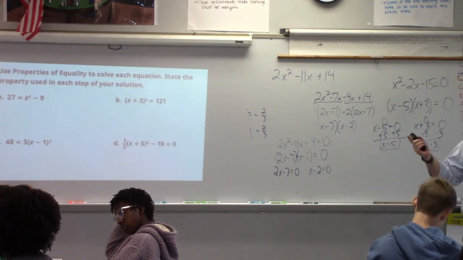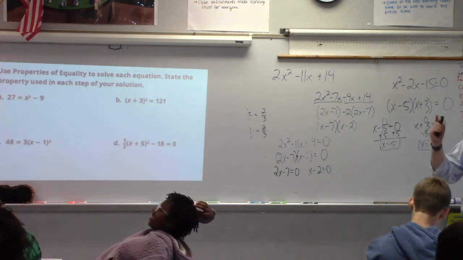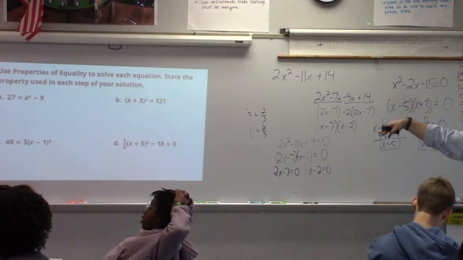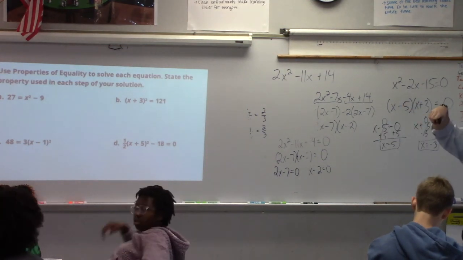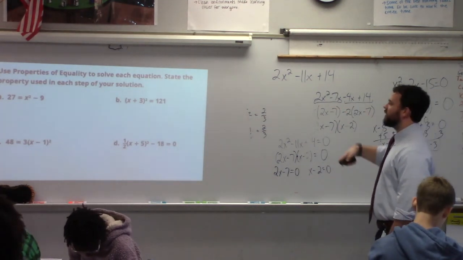The getting started page. We already did all of it. I'm aware, I'm reviewing, recapping. Say it again. If you have a vertex form, you're going to use the inverse operation. Inverse operations, is that what you're saying, Gabby? Property of equality. Okay, so inverse operations with properties of equality.